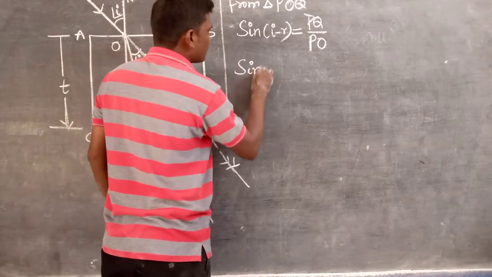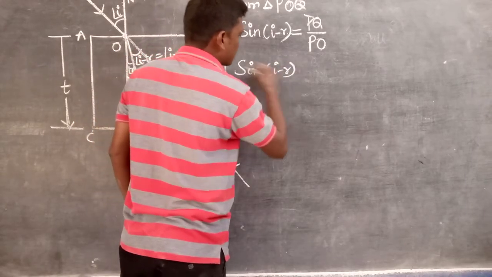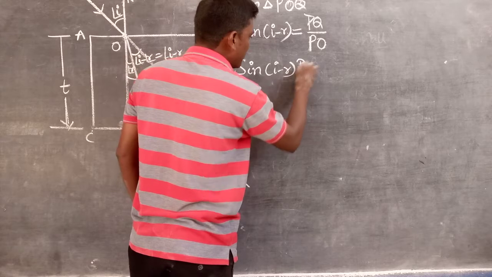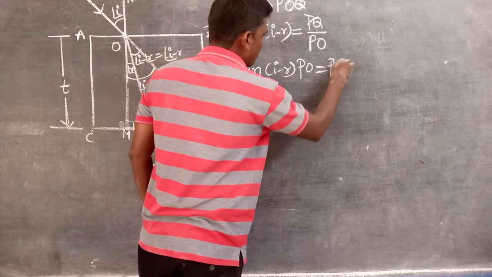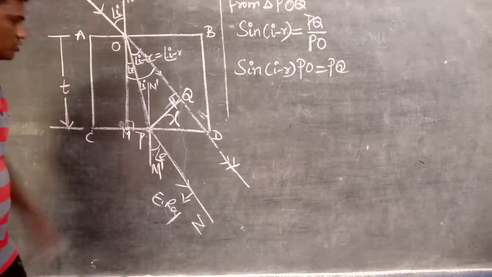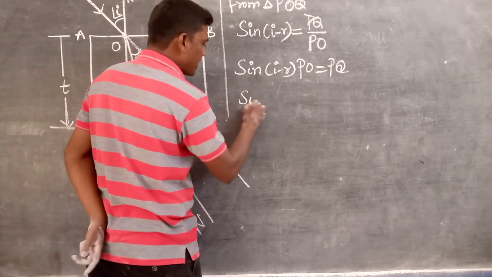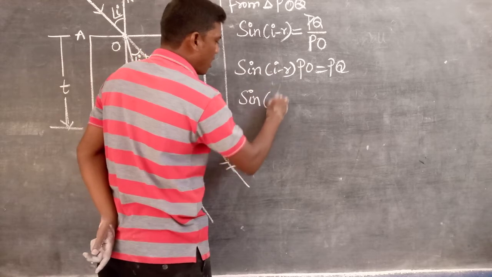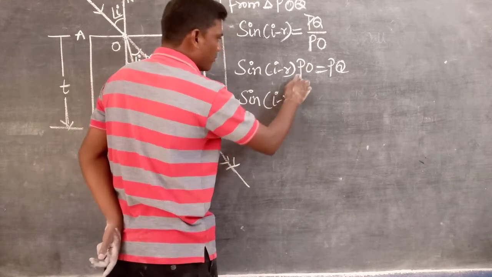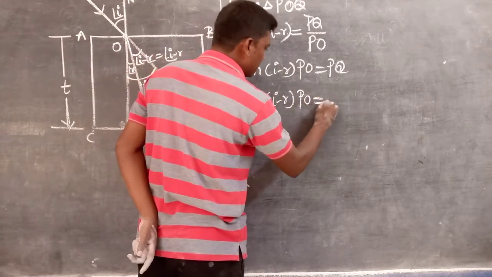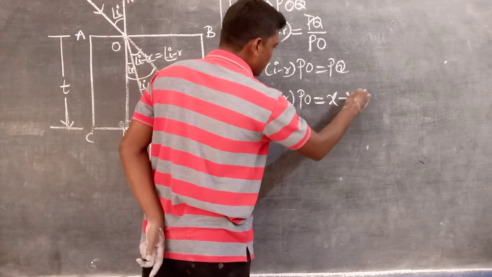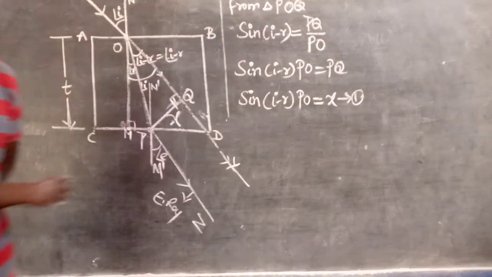Then sine of I minus R, transferring PO to this side, PO is equal to PQ. What is the PQ value? X. So in place of PQ, X: sine of I minus R times PO is equal to X. It is equation number 1.